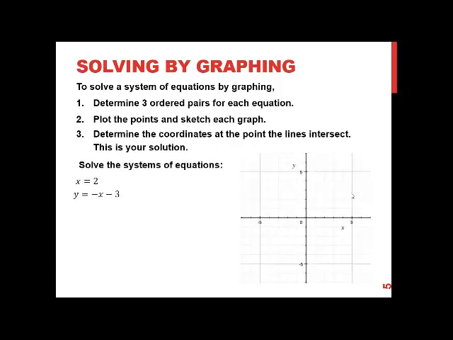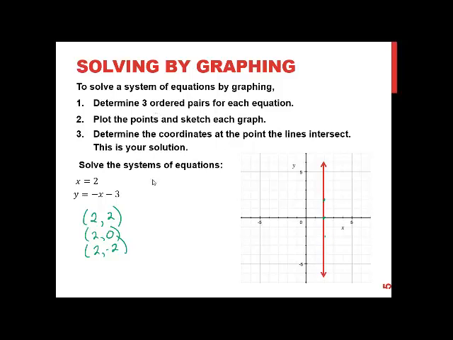So let's solve the system of equations x equals 2 and y equals negative x minus 3. If we have x equals 2, that means it doesn't matter what y is. So I could have 2, 2, I could have 2, 0, I could have 2, negative 2, and if I plot those, I have a point here, and a point here, and there's my line.